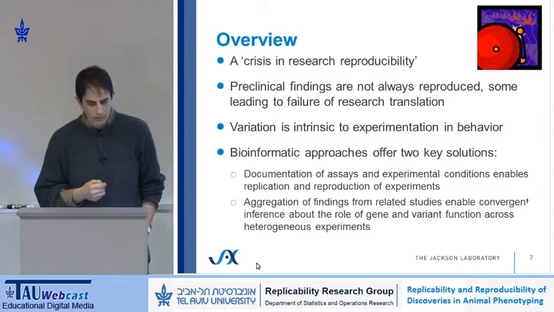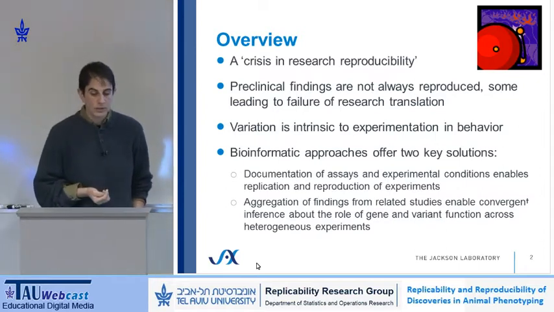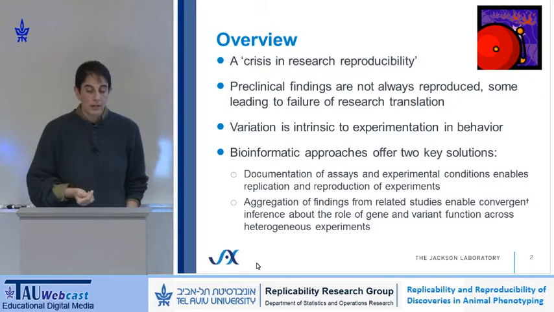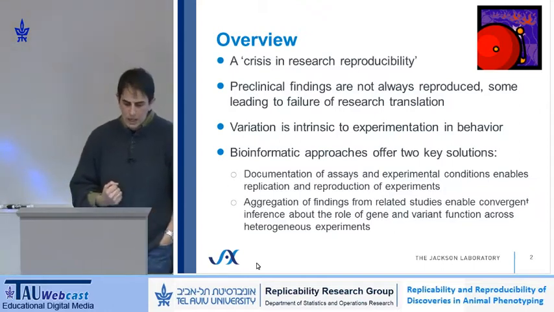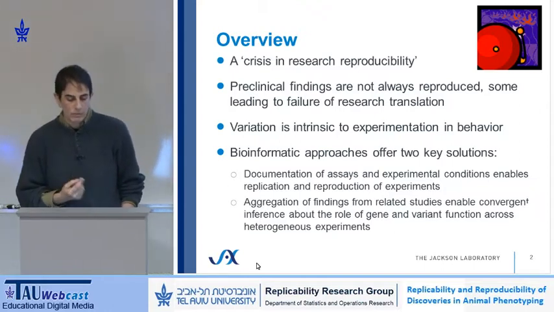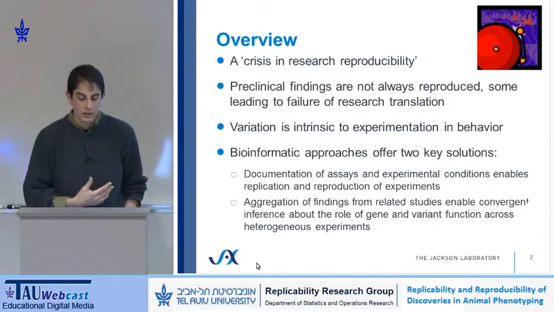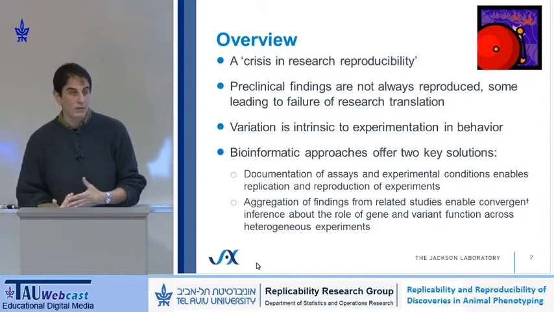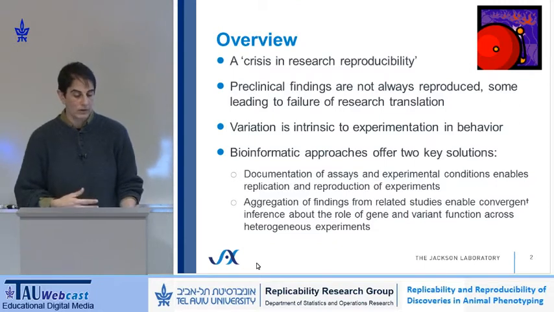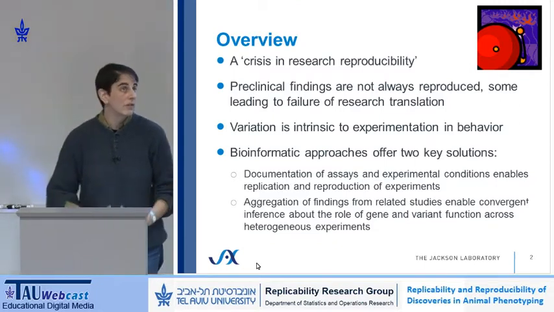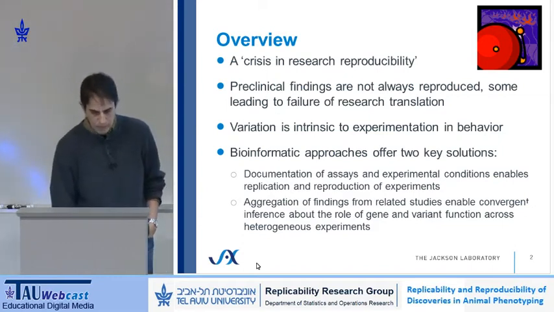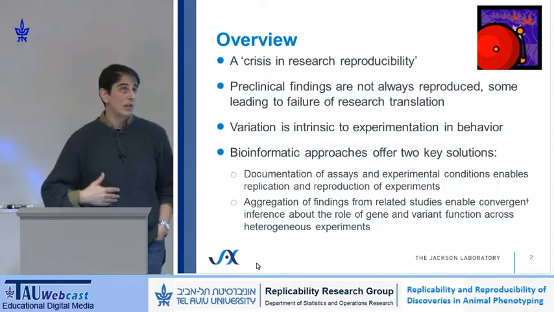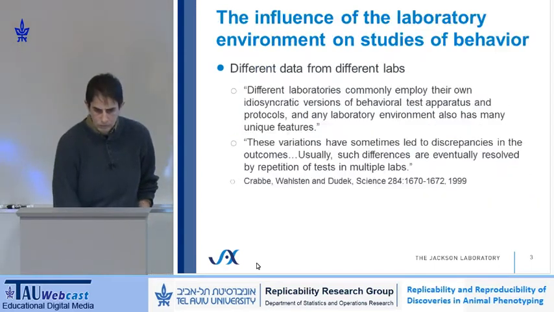And so bioinformatics approaches give us two key solutions to these problems. One, of course, is documenting the assays and the experimental conditions that allow experiments to be replicated, reproduced, repeated. And also, they give us an approach by which we can aggregate findings from related studies to find the convergent evidence about the role of a gene or a variant across heterogeneous experiments. And these can be highly heterogeneous experiments, multiple species or multiple platforms for identifying gene-to-behavior associations.